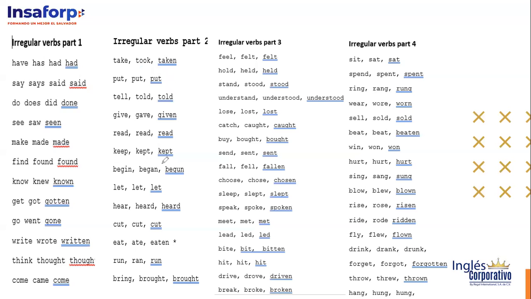Keep, kept, kept. Erica, begin, began, begun. Gabriel, begin, let. Griselda, hear, heard, heard. Jenny Lizeth, cut. Jose Alejandro, eat, ate, eaten.